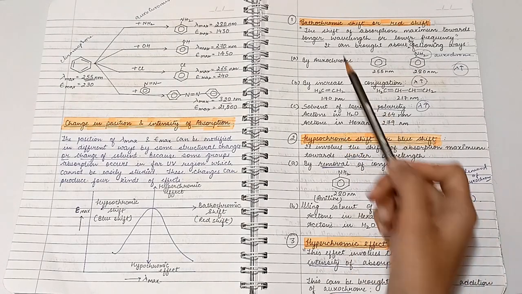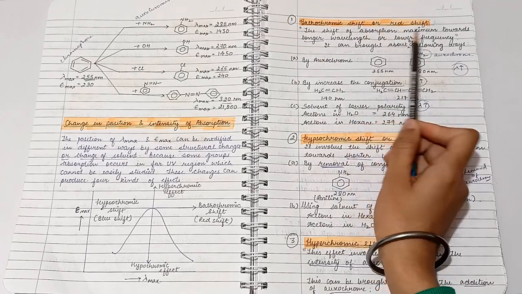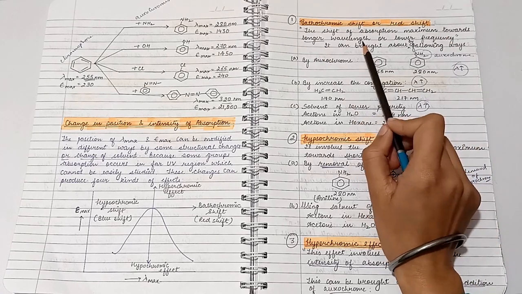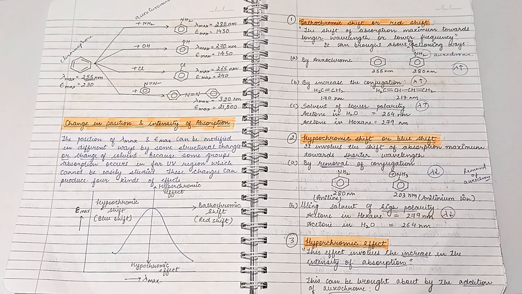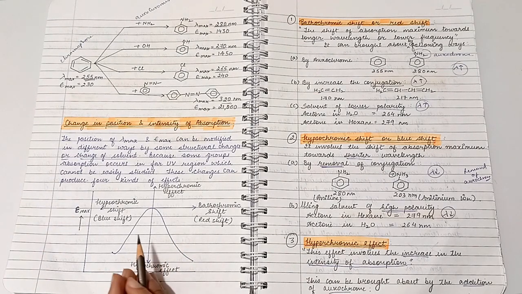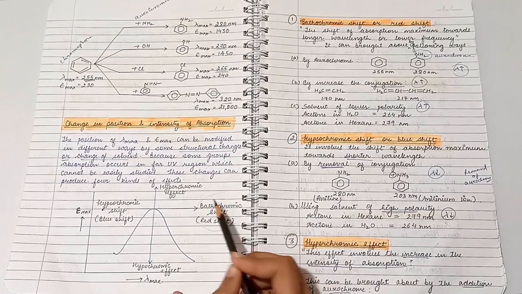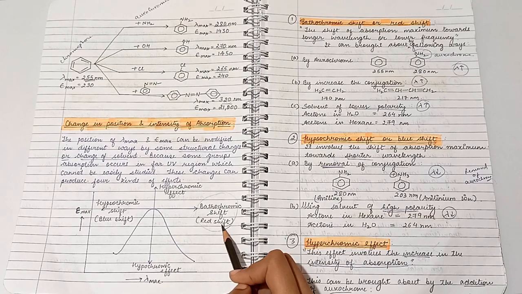First is bathochromic shift, and it is also called red shift. The shift of absorption maximum towards the longer wavelength or lower frequency is called bathochromic shift. You can see in this diagram, on the x-axis we have lambda max and on the y-axis we have epsilon max. On moving from left to right, here we have bathochromic shift, that is from left to right lambda max is increasing and the shift is red shift.